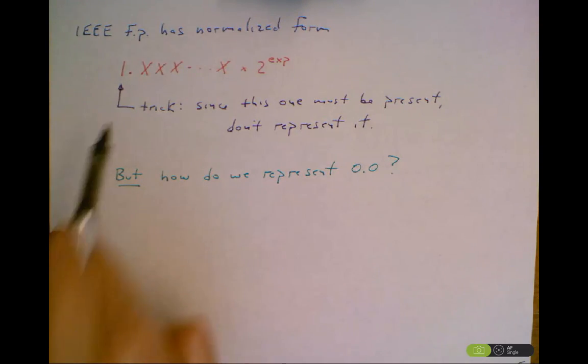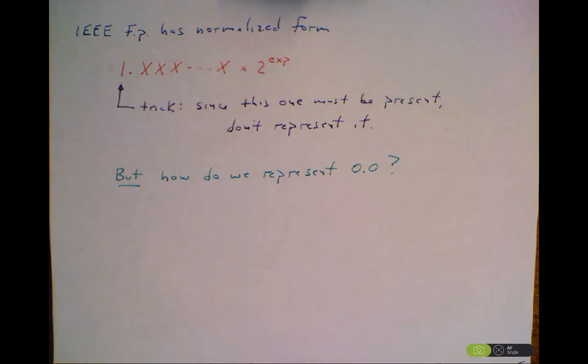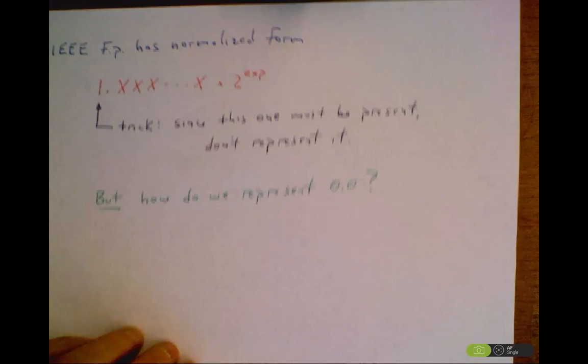But if you think about it, that 1 bit always is present. How do we represent the value 0, floating point 0? As we'll see, they play tricks with the exponent as well. Let's take a look.